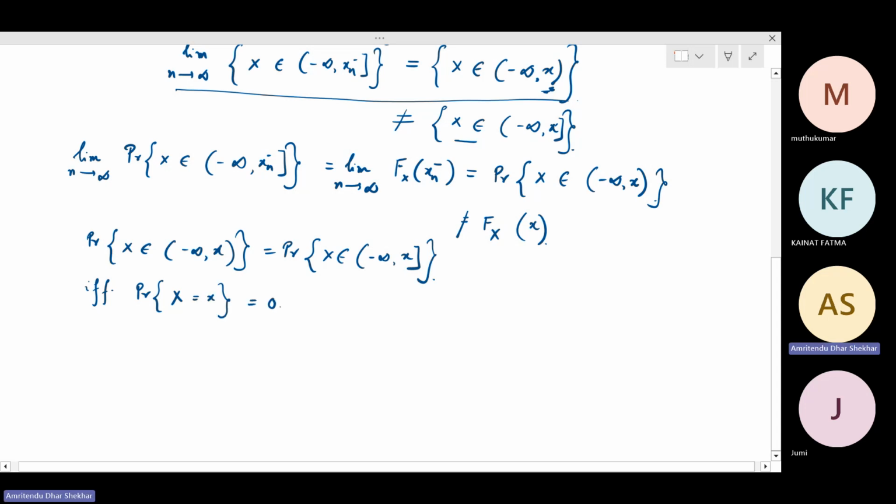In other words, a random variable is continuous at a particular point x if it assigns 0 probability to that point mass. In other words, if you have a continuous random variable, then the probability of a particular, just a specific point, is equal to 0. So a continuous random variable always assigns 0 probability to point masses.